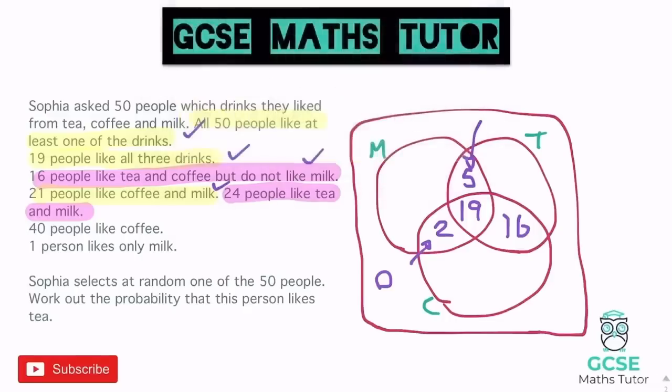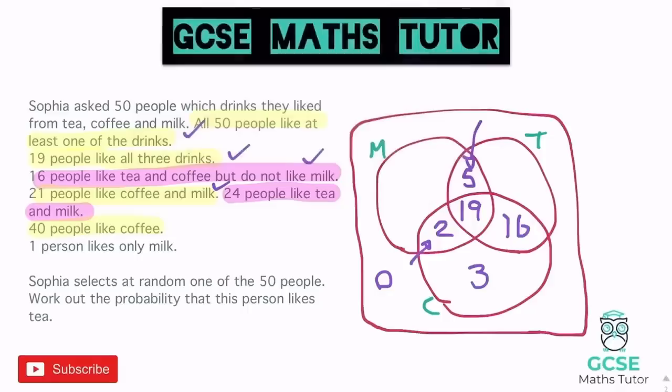We've got 40 people that like coffee. Well, we've already got 3 people in our coffee circle there. We've got the 2, we've got the 19, and we've got the 16. So in total that adds up to, let's have a look, 2 plus 19 is 21, add the 16 is 37, and it says 40 people like coffee, so that's going to be an extra 3 that make that coffee circle up to 40. Next one, this one's a nice easy one to finish.